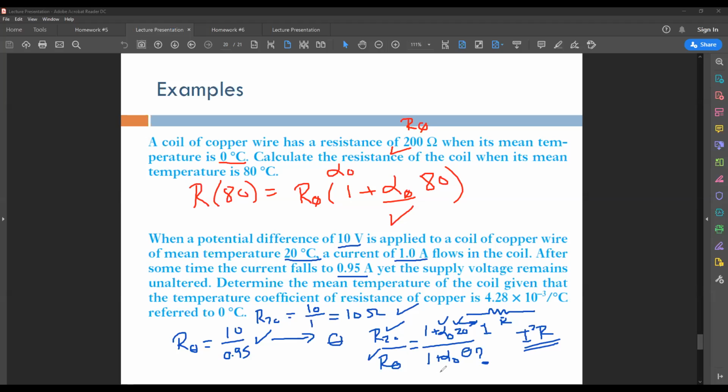Is that clear? Yes, doctor. Okay. This is one sort of question that you will see a lot. You will see it in the homework and in the final exam. This is a very important kind of problem that you need to understand very well.